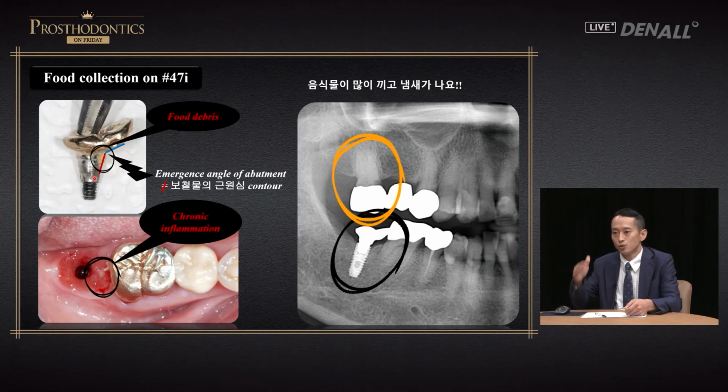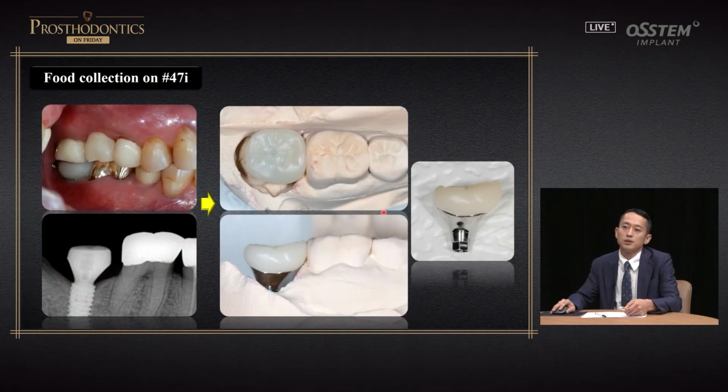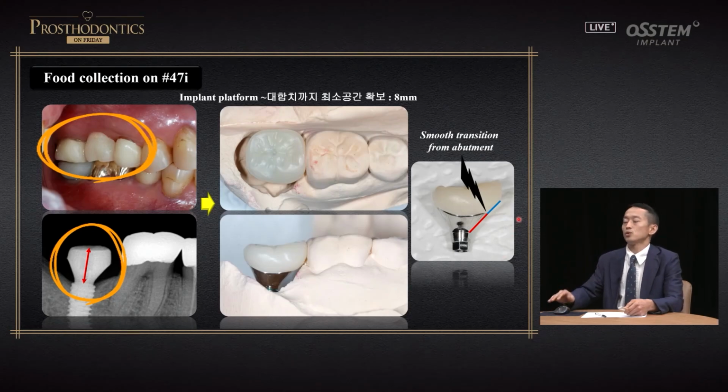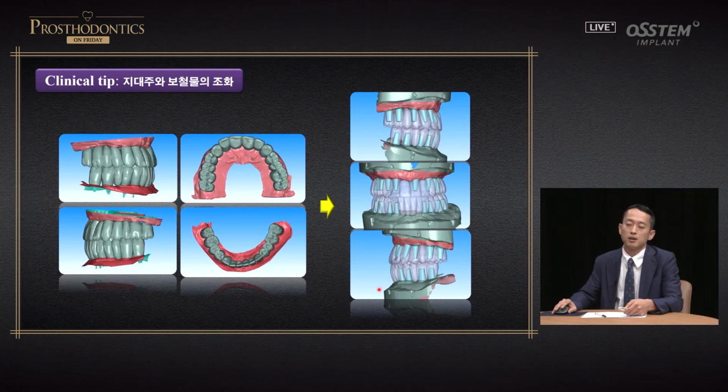If you use a small diameter abutment, the emergence angle of the prosthesis becomes even bigger to compensate for that, leading to food impaction. In this case, there was secondary caries in this tooth, and the prosthesis in the upper was removed and vertical space for the lower implant was secured. After that, I made a design so that the emergence angle of abutment and prosthesis can be naturally transitioned and harmonious. The same lab technician should design the abutment as well as the prosthesis at the same time.